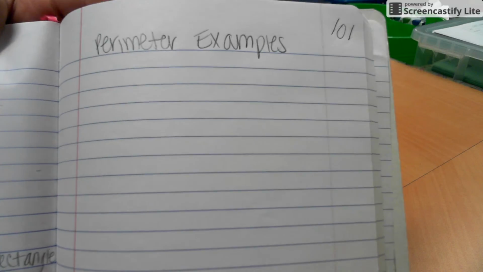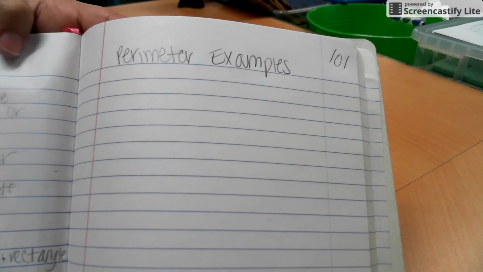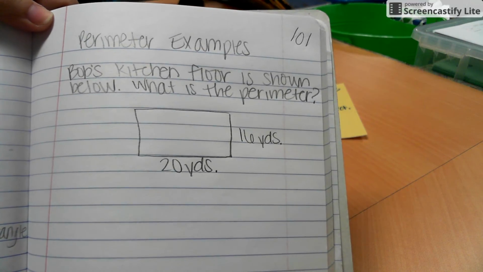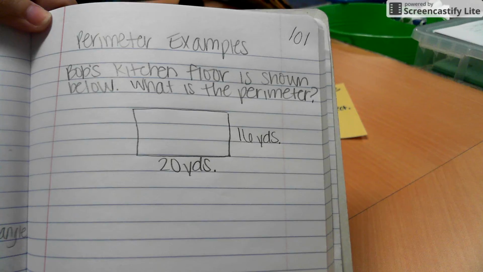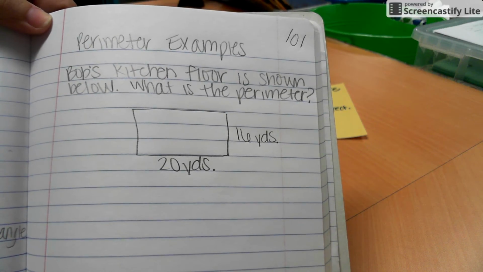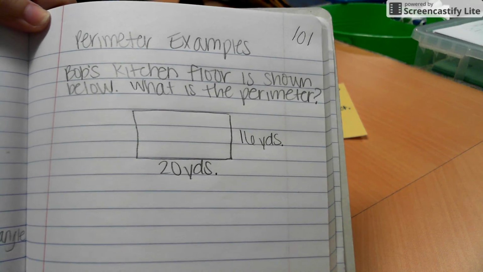All right, so let's go ahead and title page 101 perimeter examples, because here's where we're going to do a couple examples together. All right, I want you to go ahead and copy this down. Bob's kitchen floor is shown below. What is the perimeter? So go ahead and copy that down.